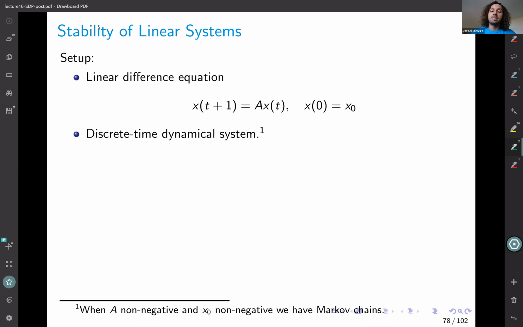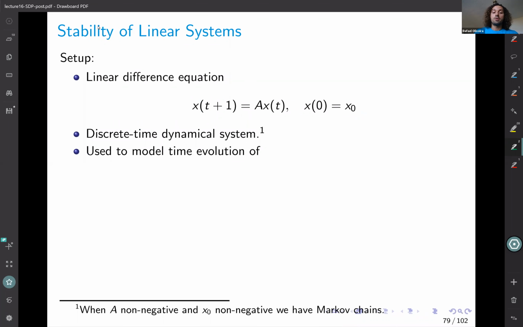We have x at time t plus 1 is equal to A times x_t, where A is a matrix and x_t are vectors. And I start with the initial vector. Okay, this is called a discrete time dynamical system. And remember, this may look familiar to you because when A is non-negative and x_0 is non-negative, then we have Markov chains, right? So, okay, there's a generalization of that to any matrix.